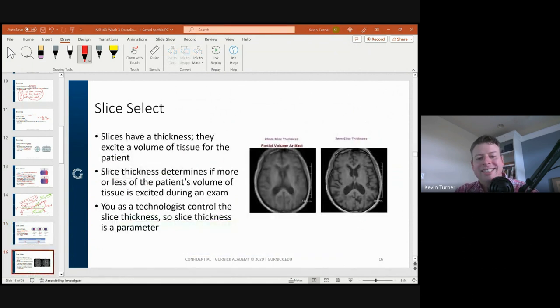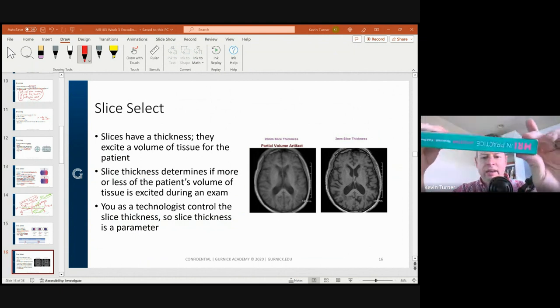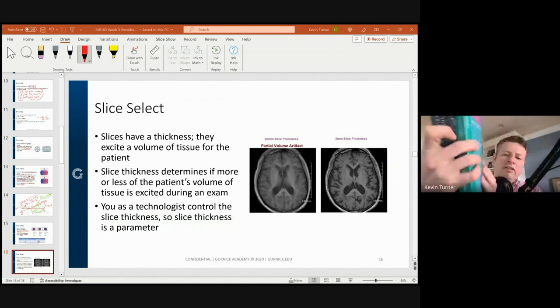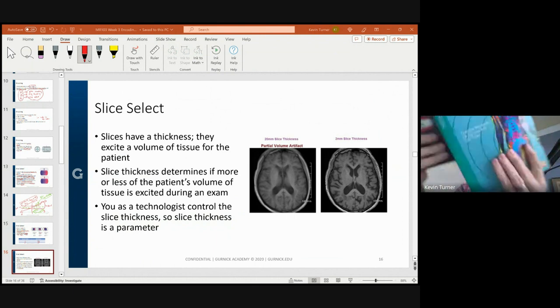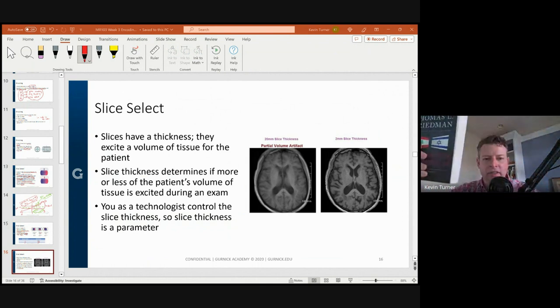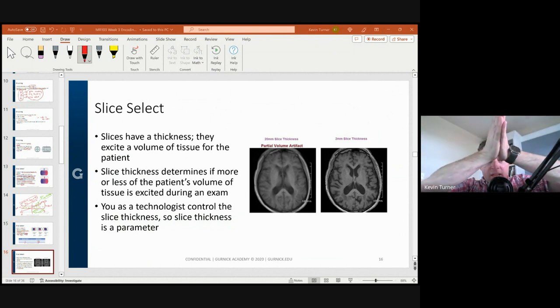On top of that, slices have a thickness to them. I can make a thinner slice, or I can make a thicker slice. The thickness of the slice is very simply how much of the body you are turning into one image. Now, this is really important because the thicker the slice becomes, I'm taking more and more of the patient's anatomy and squishing it down into a single picture. So a really thick slice takes a lot of their anatomy, but all of that anatomy has to be pushed together into one image.